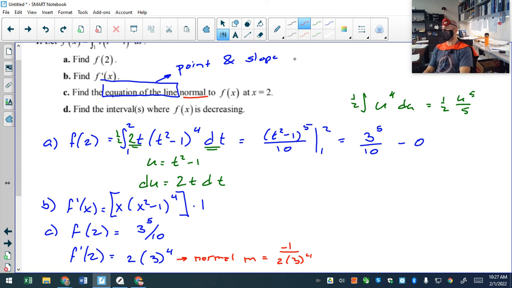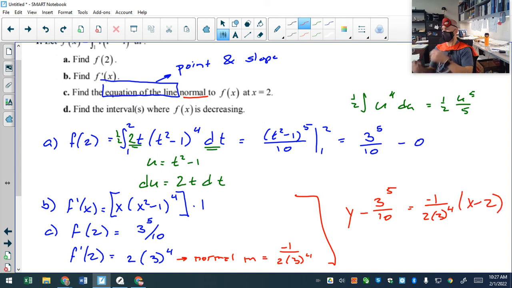And once you get your slope and your point, now we can go into point slope form. The answer will be y minus my y coordinate. I'm going to keep it ugly. 3 to the 5th over 10 equals slope, negative 1 over 2 times 3 to the 4th, times x minus x coordinate, and you can leave your answer in that ugly format. How does that make you feel?